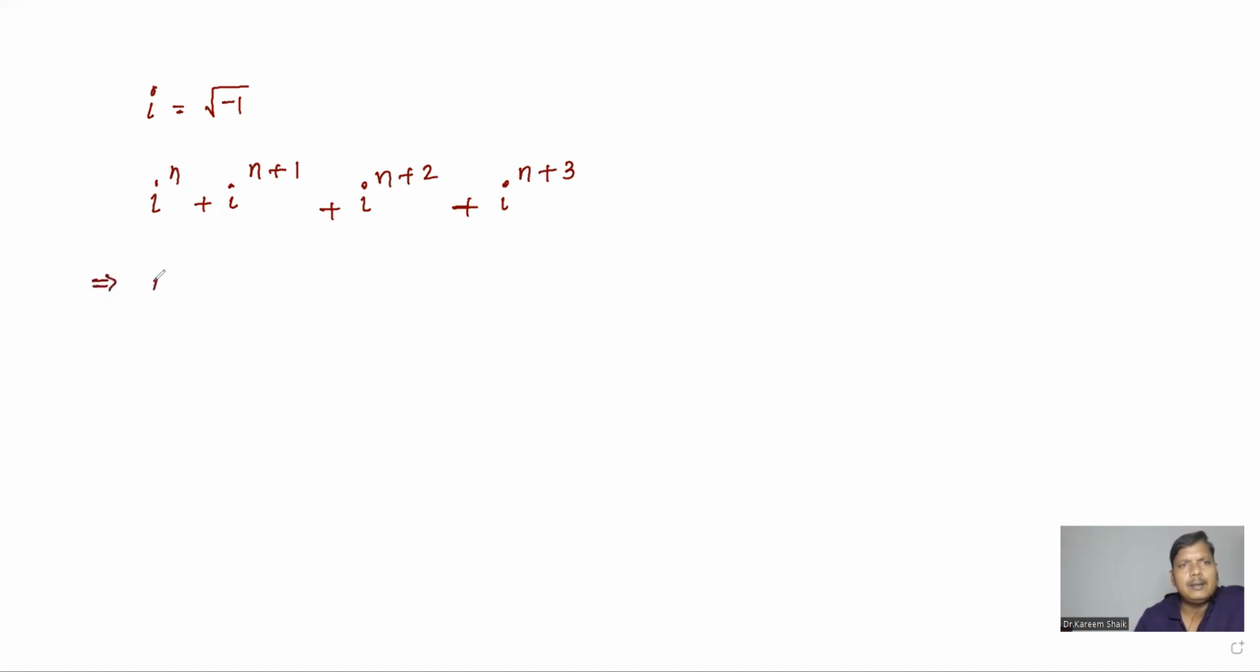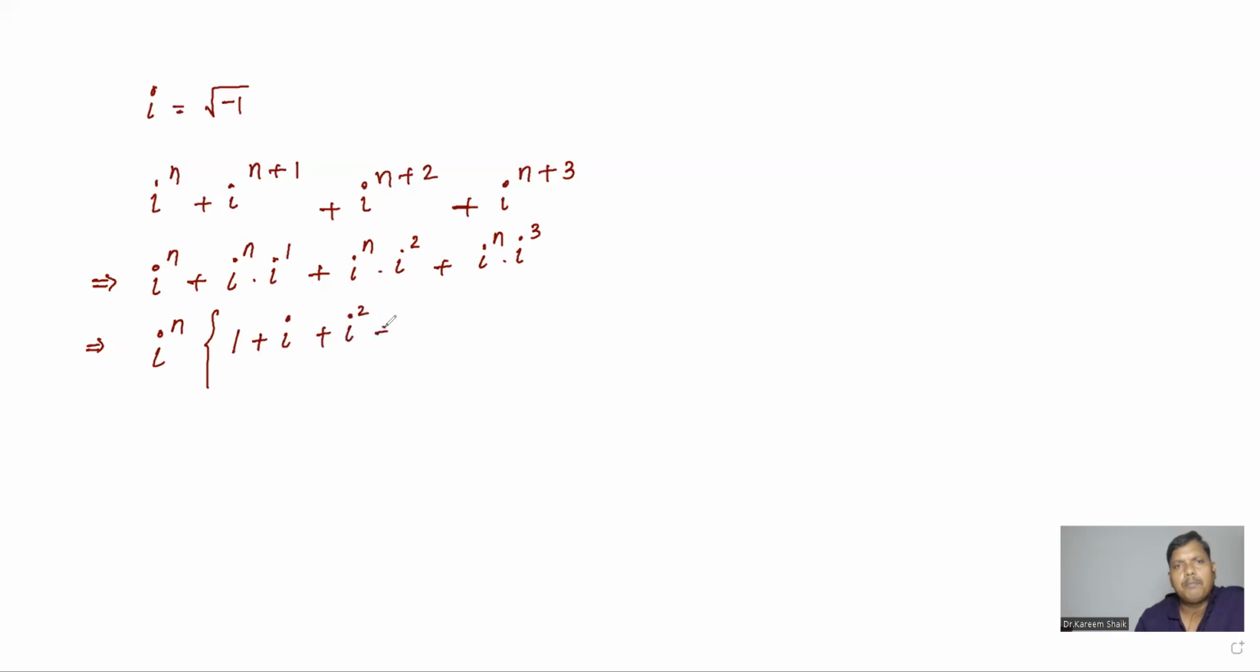Now, can I write it using exponent laws, that is a^(m+n) is a^m into a^n? By using that property, can I write it as i^n into i^1. In the same way, it can be written as i^n into i squared, plus i^n into i cubed. Now, we can take common i^n. When you take i^n common, we will get 1 plus i squared plus i cubed.